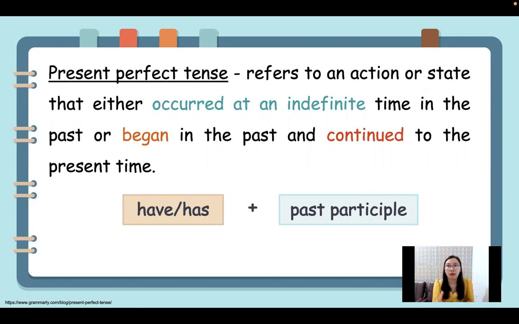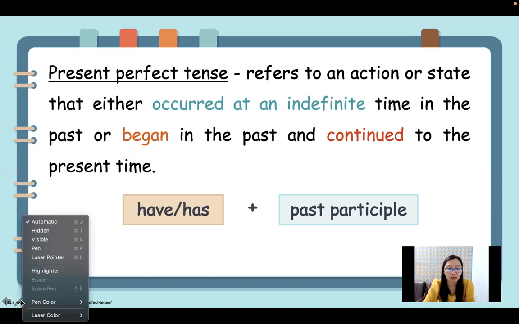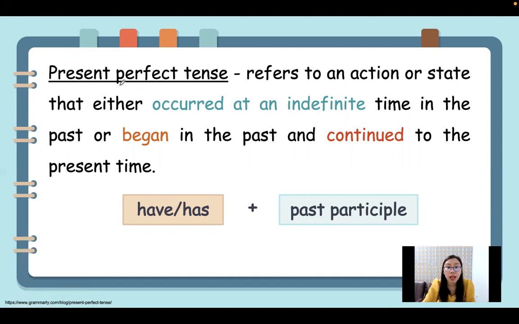It's not a specific time. Okay, it's just a year. All right, and until right now, Teacher Shai is still living in Wahin. So it began in the past until right now, continued in the present time. So this is what you need to remember. Present perfect tense refers to an action.